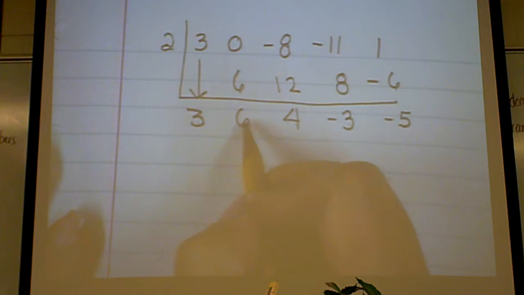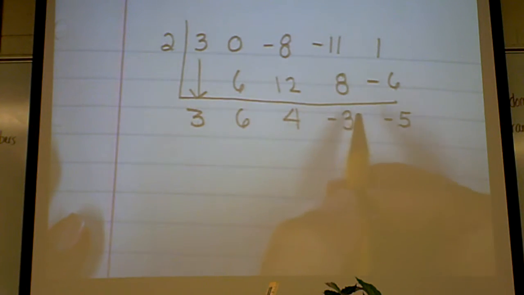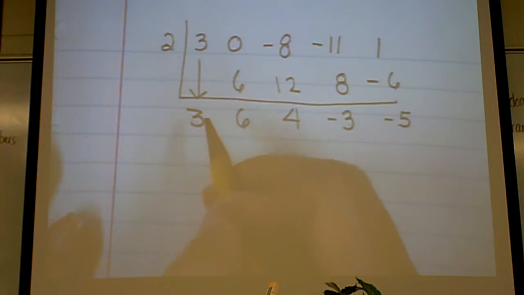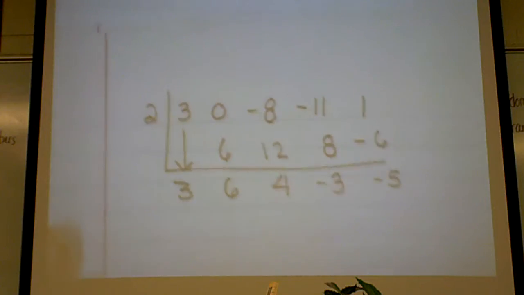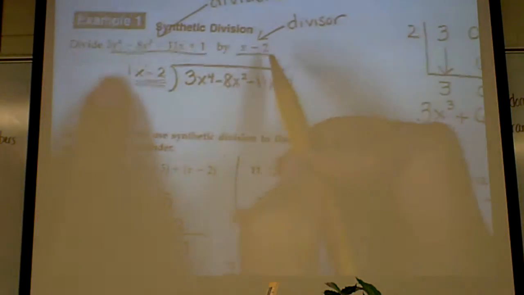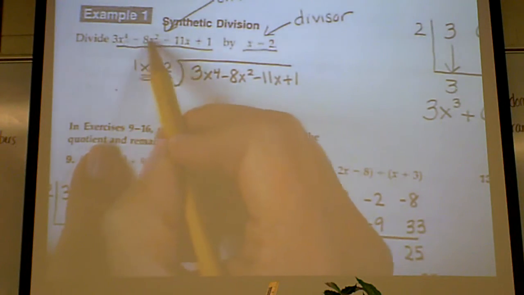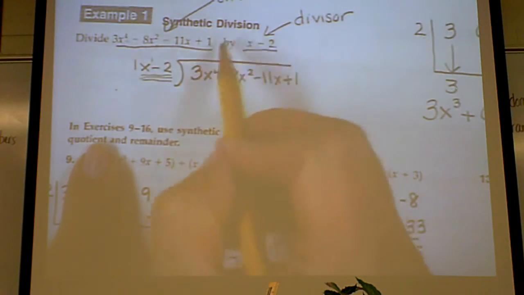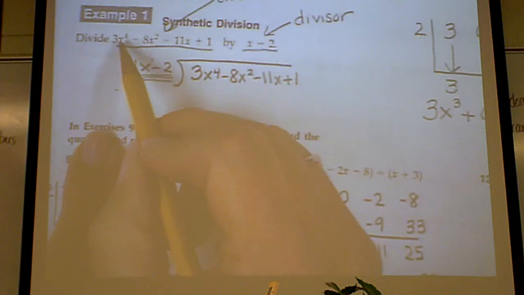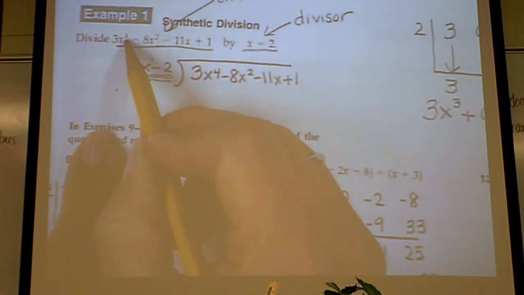So, what are these? These are the coefficients of the answer. This is your quotient, the coefficients of the quotient. Now, if you are dividing, here's your divisor, x minus 2. And this is your dividend. The quotient, the answer, is going to be 1 degree less than the 4 here. So you start with that.